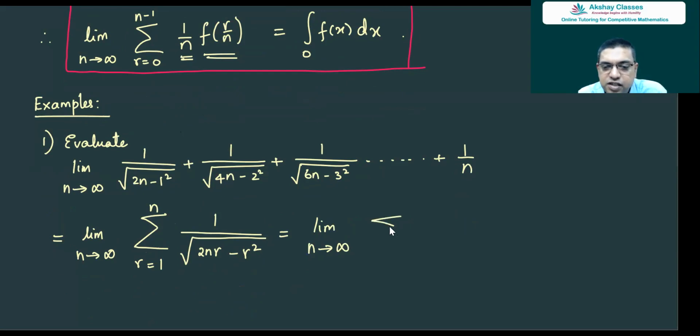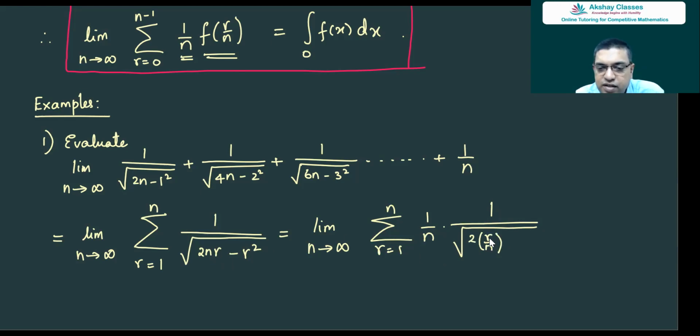So sigma r equal to 1 to n. I'll write 1 by n because I need it, and I divide it within the denominator here. Multiply and divide by n in the denominator. That n I take inside, it becomes n square. So division by n square gives me 2rn by n square, which is 2r upon n minus r upon n the whole square. Now this is in the form 1 by n f of r by n from this integral here.